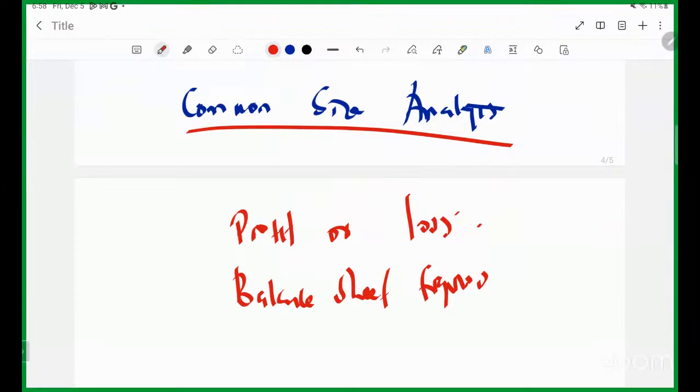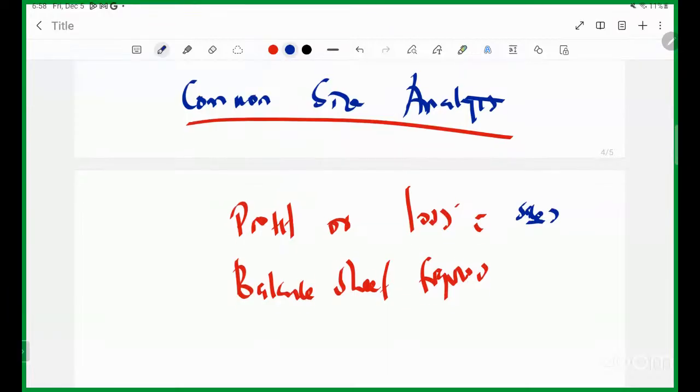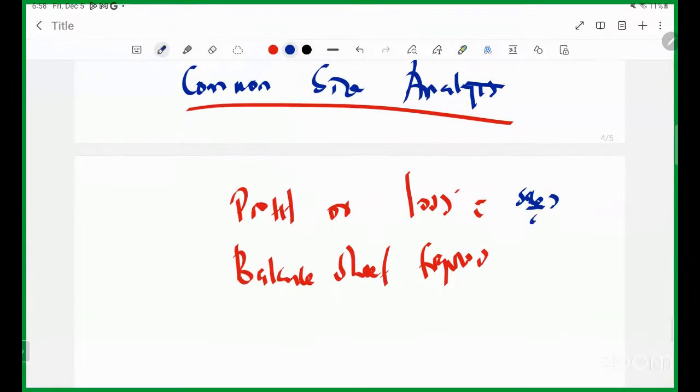For profit or loss, everything is going to be a percentage of what? Of sales. Apart from the sales over sales, which will give you 100, everything else is going to be a percentage of sales. If it is gross profit, it is over sales times 100. If it is the administrative cost, over sales. Everything is going to be over sales. So you have those percentages for both years.